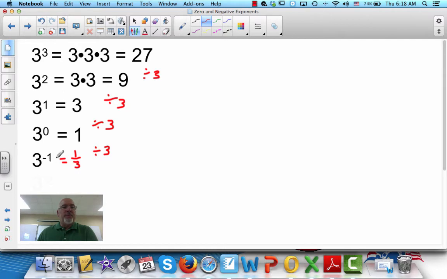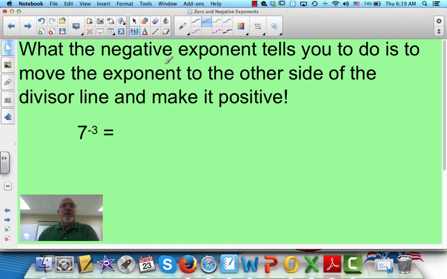So 3 to the negative 1 is 1 over 3. Now think about this. What would 3 to the negative 2 be? Well, once again, you would divide by 3, and you would get 1 over 9, or 1 over 3 squared. What the negative exponent tells you to do is to move the exponent to the other side of the divisor line and make it positive.